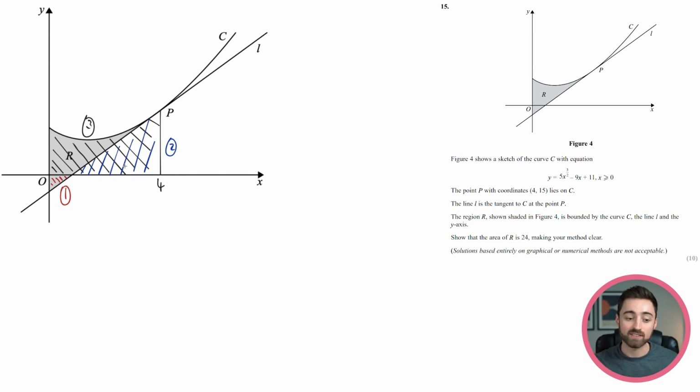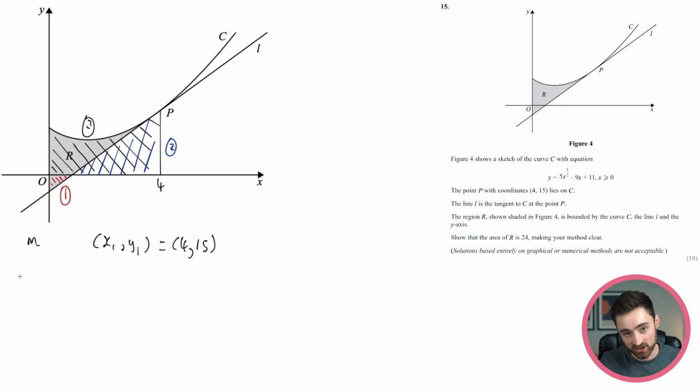Well, it's a straight line, so we need two pieces of information. M and an (x1, y1). Do we have either of those? Well, we know it goes through P, doesn't it? Because it's a tangent at P. P is (4, 15), so we've got one of them. But we don't have M, do we? Can we get M? I think we can.